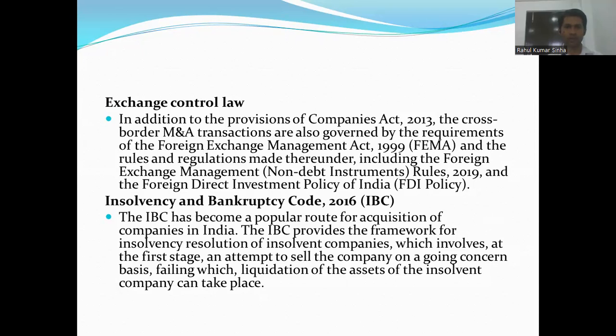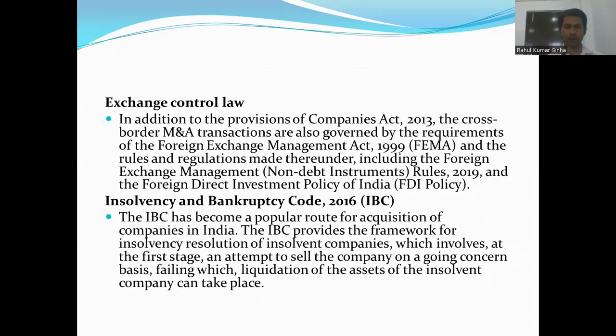Next is the Insolvency and Bankruptcy Code 2016. IBC, in short, Insolvency and Bankruptcy Code 2016. IBC has become popular because of acquisition of companies in India.